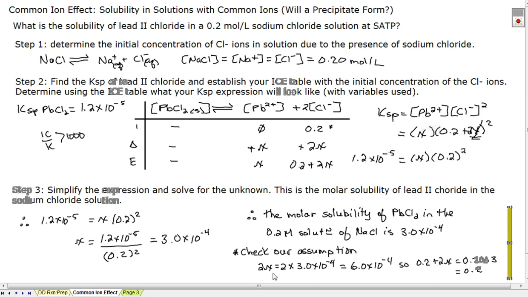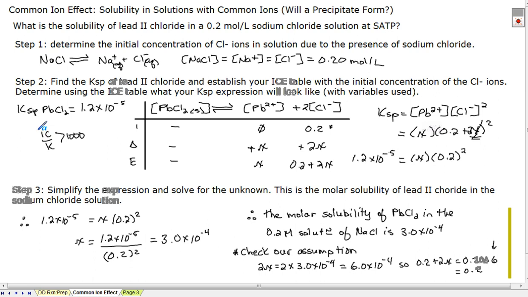Let's see what the effect of adding the 2x to the 0.2 initial concentration would do for the concentration of chloride. So 2x would be 2 times 3.0 times 10 to the minus 4. We get 6.0 times 10 to the minus 4. Now if we add that to our initial concentration, we'll get 0.2006, which is really small. Because this is 3 decimal places away from the 2, we don't have to worry about that at all. So it's just 0.2 moles per liter. So we can see this change is so insignificant to the initial concentration, we don't have to worry about it.